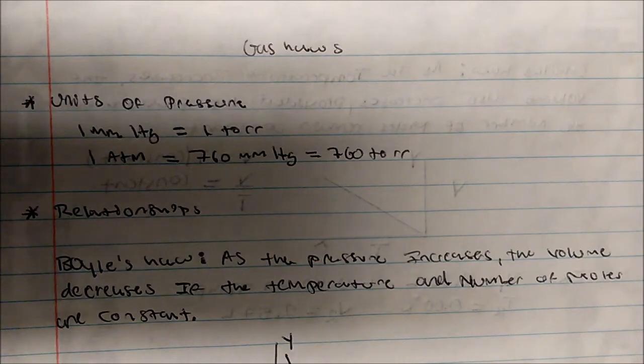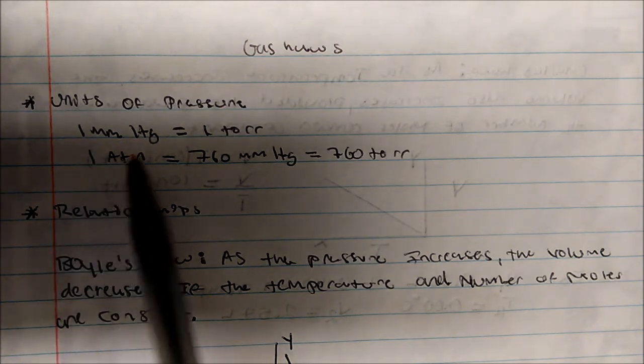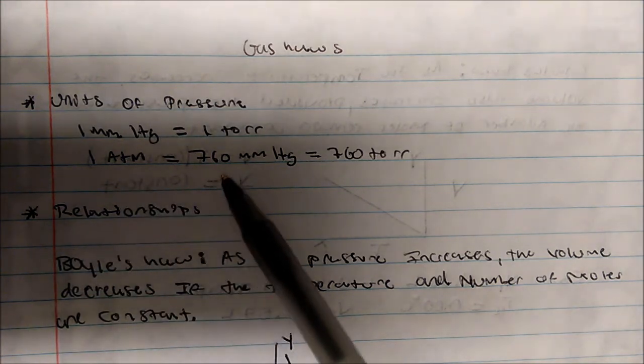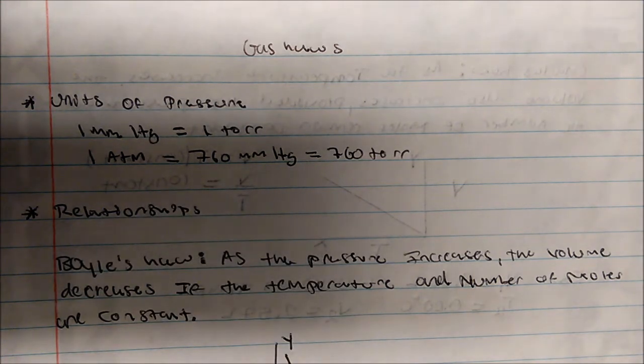So in this video, we're going to talk about gas laws. Now, the first thing we should know is the units. 1 millimeter mercury is equal to 1 torr, and 1 ATM is also equal to 760 millimeters mercury, or 760 torr. So the units are very important.